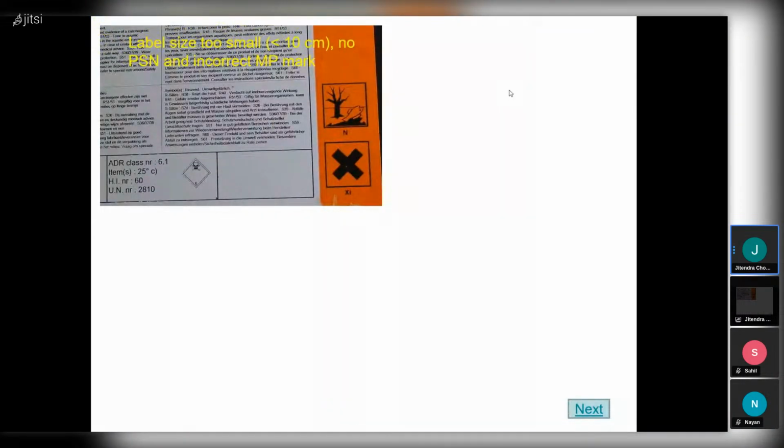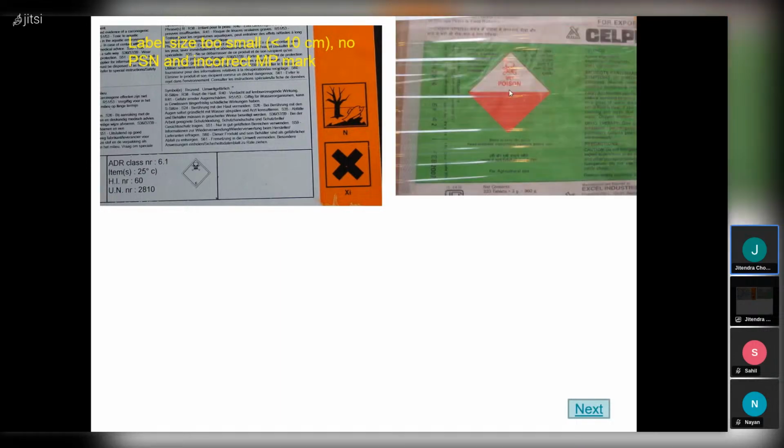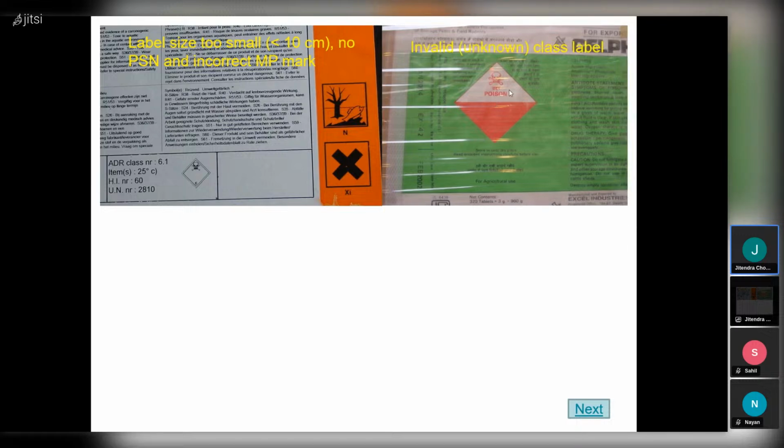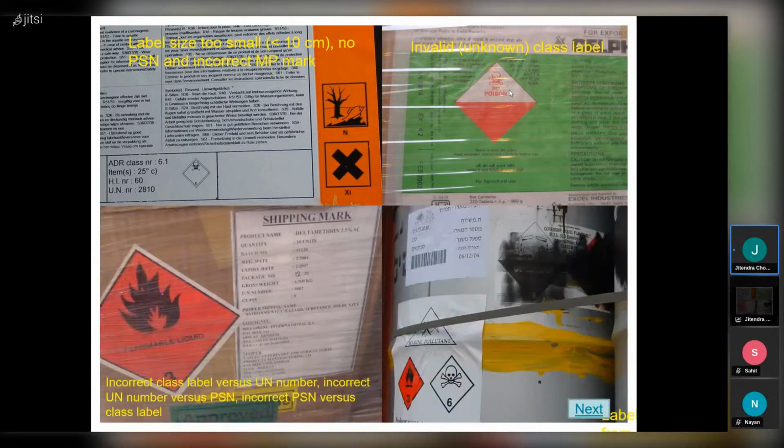Then the size of the label is very small, less than 10 centimeter. No proper shipping name and incorrect marine pollutant mark. Unknown class label, they've just put anything. Labels and marks from earlier DG content still visible. So previously they were loading some cargo and that mark is still there on the container.